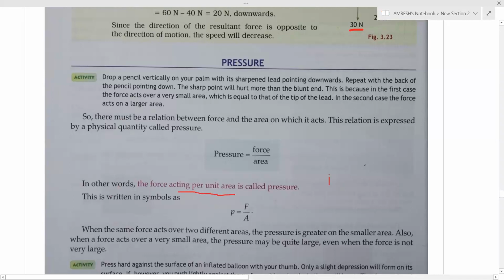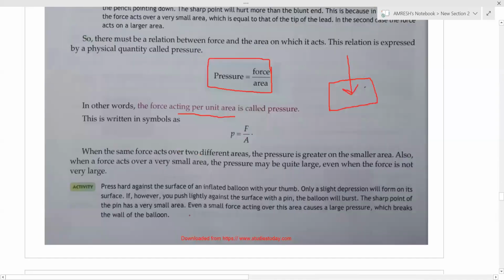Suppose this is one block and you are applying some force. This block has an area. It is a rectangle, so it will have area length into breadth. The force you are applying on this area gives the pressure. So pressure means force divided by area. You have to remember, pressure is force per unit area or force divided by area.